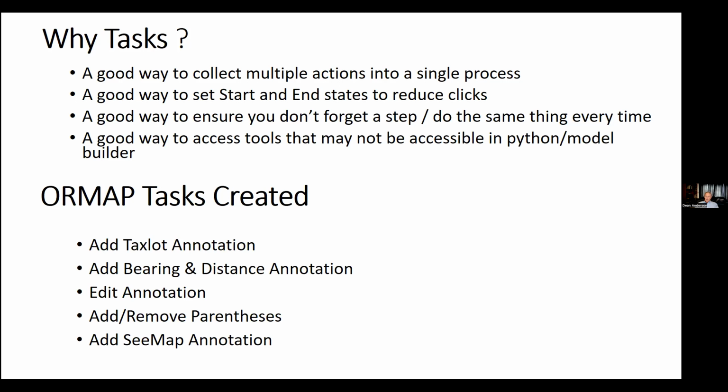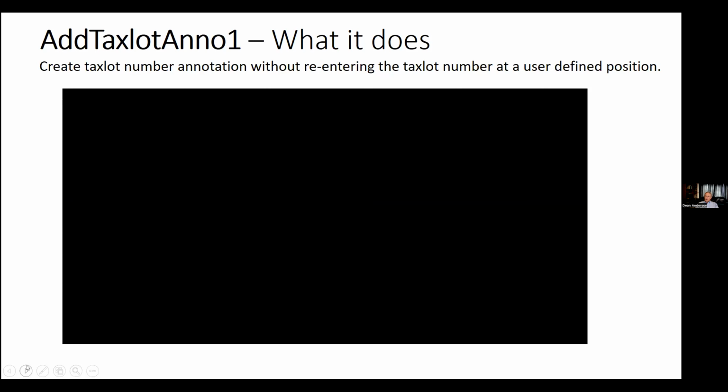ORMAP tasks we have are add tax lot annotation, add bearing and distance annotation, edit annotation, remove parentheses from annotation, and add CMAPs. And CMAPs are just a piece of text on the border of a map that tells you, when you look at a map, what is the map next to it. So the tax lot anno tool was created so that you could quickly position a tax lot number and have it automatically update from the underlying tax lot.